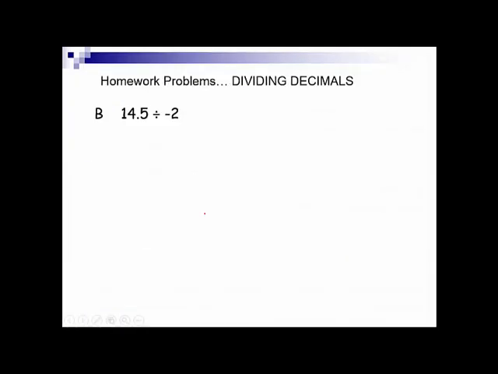Let's try the problems we had for homework. Letter B was a division problem. So we have 14.5 divided by negative 2. Well, my first thought is a positive divided by a negative is a negative. So I know my answer will be negative, and now I figure out negative what? 14.5 divided by 2. This would be like my scrap work. 2 goes into 14 7 times. 7 times 2 is 14. Subtract that off. That would be a 0. Bring down the 5.